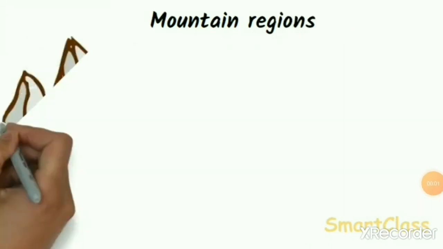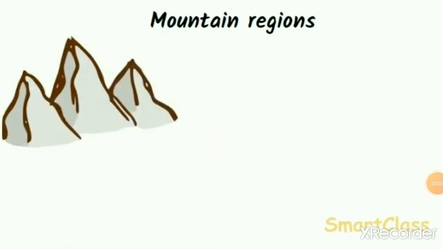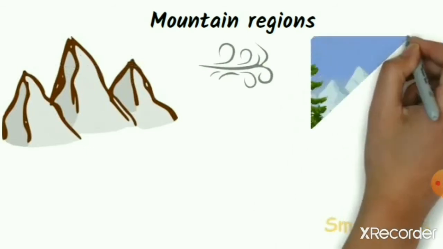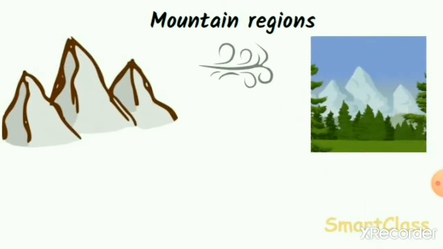Mountain regions. A very high hill is called a mountain. The mountain habitats are usually very cold and windy. There is a large variety of plants and animals living in the mountain habitats.